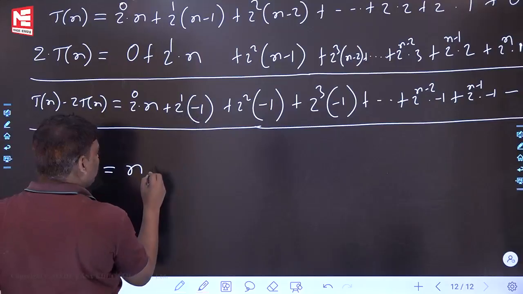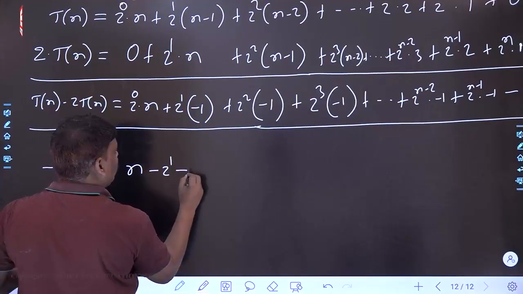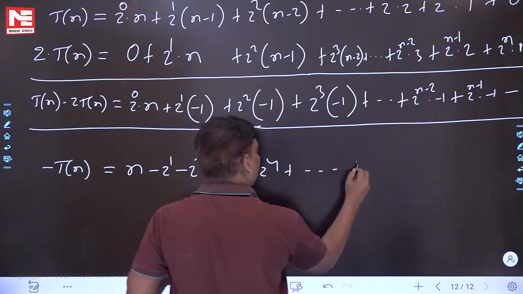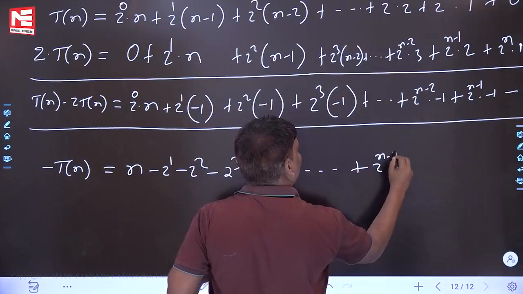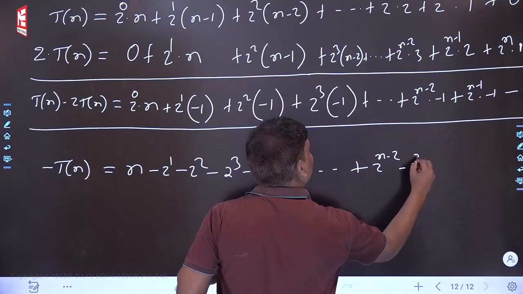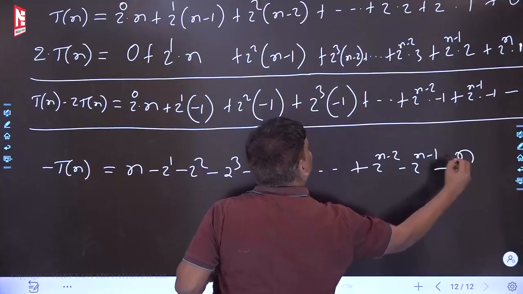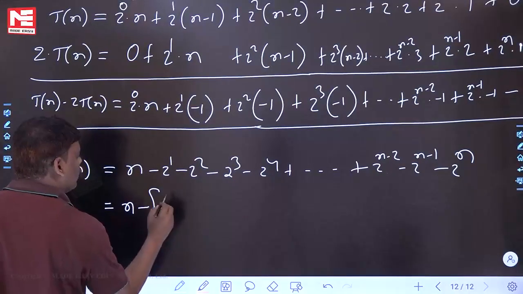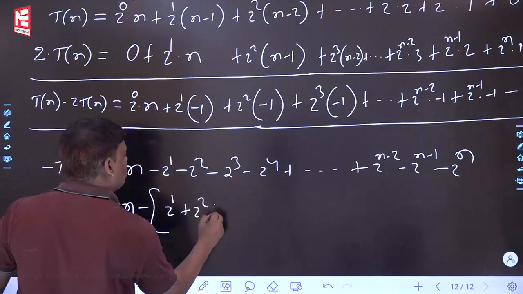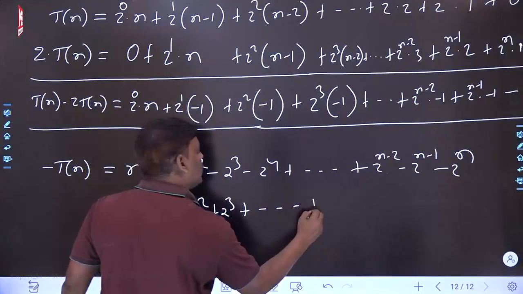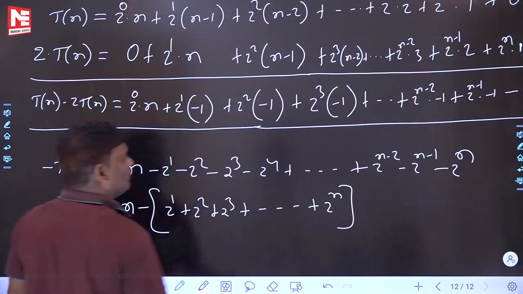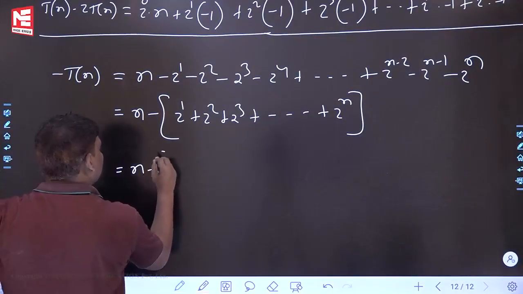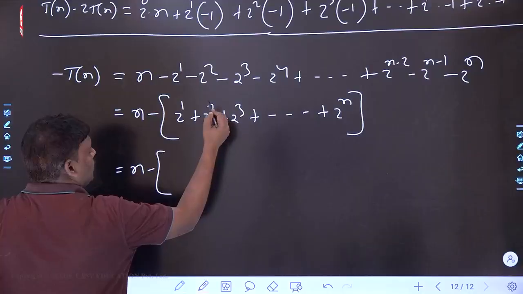Can you help me know what is the next one? Minus 2 power 1, minus 2 square, minus 2 cube, minus 2 power 4 and so on. What is the last one? Minus 2 power n minus 2, minus 2 power n minus 1, minus 2 power n. Right? This is equal to n minus, if you take common, 2 power 1, 2 square, 2 cube and so on. What is the last one? 2 power n.